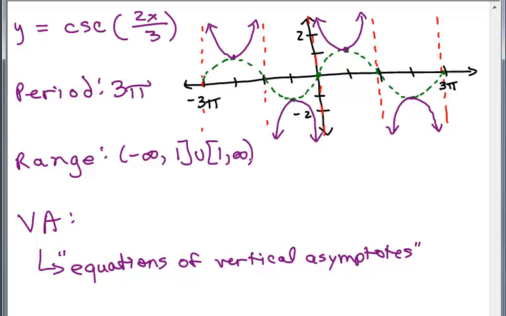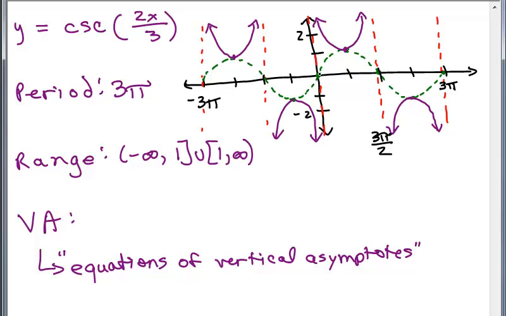Okay. VA, that stands for the equations of the vertical asymptotes. Okay, so it's a little bit trickier. And remember, this was halfway between 0 and 3 pi. And when we'd written all those down, I wrote 6 pi over 4, I think. But that's the same thing as 3 pi over 2. So basically, every 3 pi over 2, I'm going to get another vertical asymptote. That's how you can figure that out.